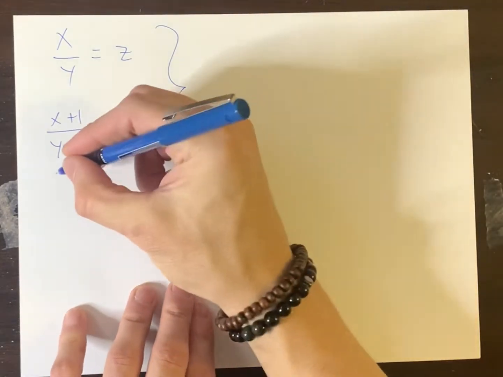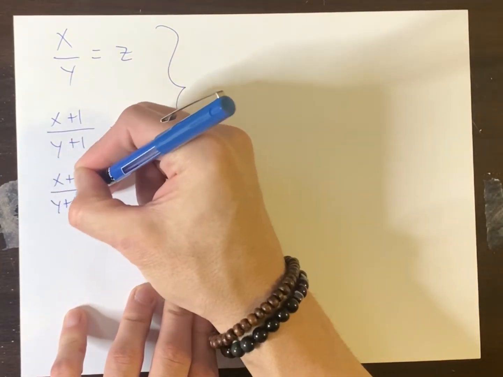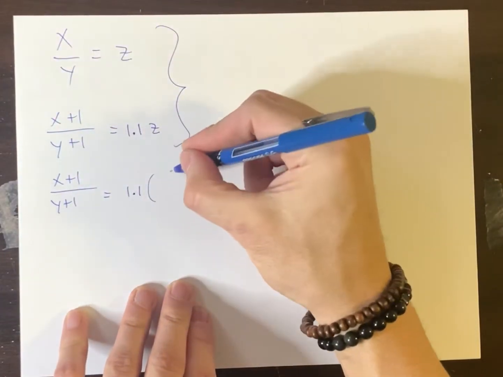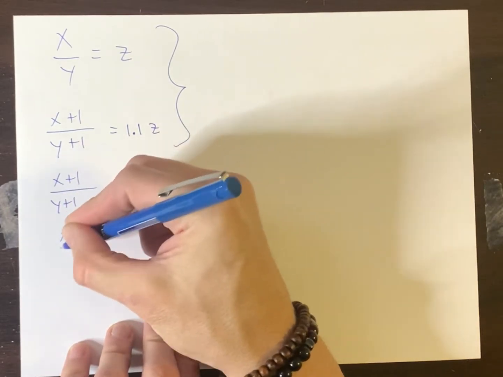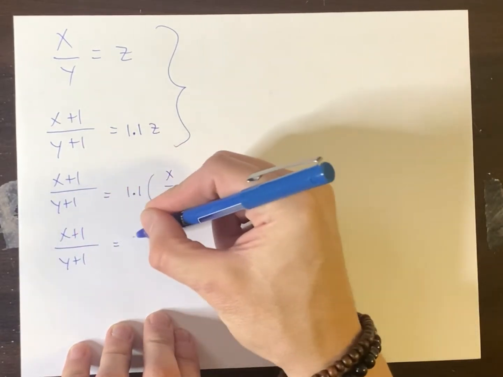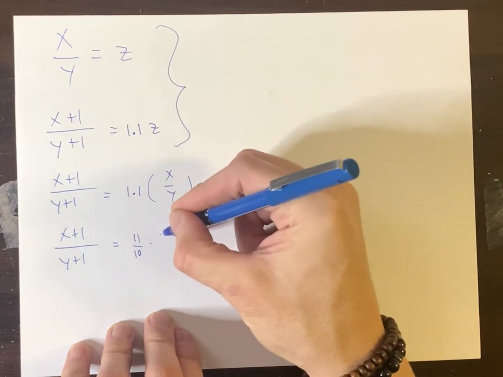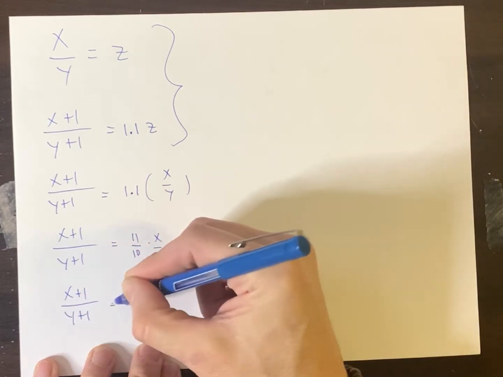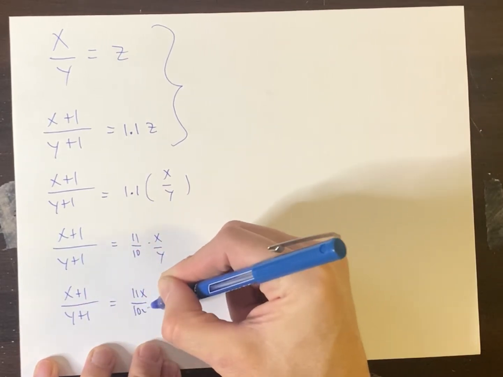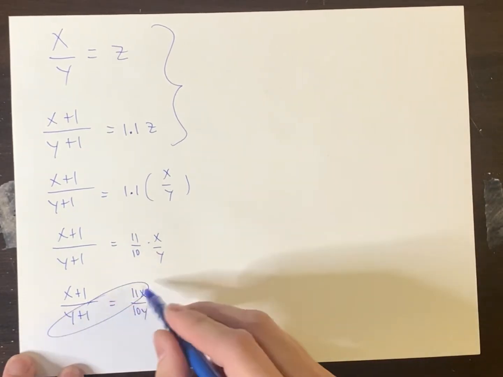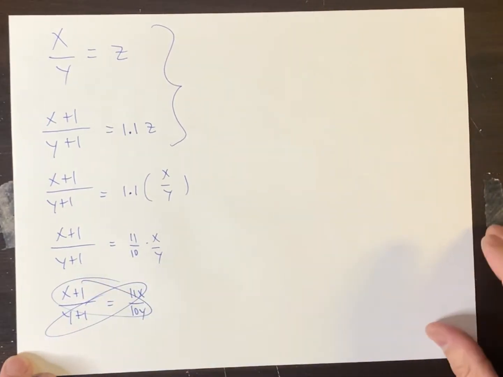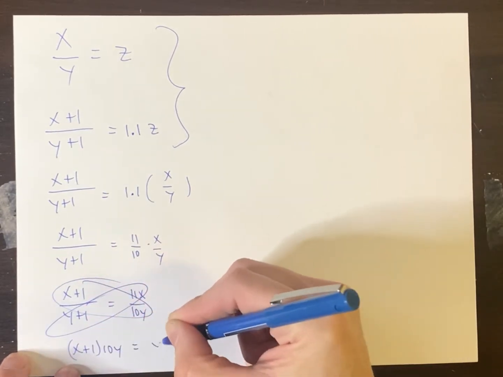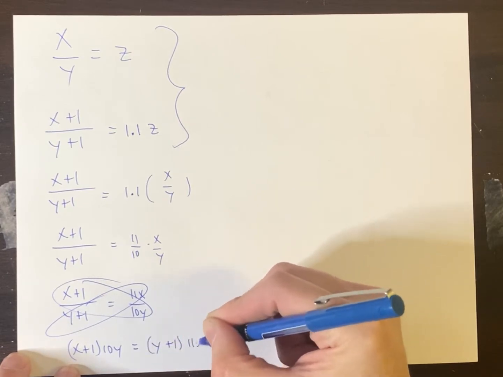So by substitution, here is what I get. This stays the same. That's 1.1. But now instead of z, I'm going to write x over y. Now, if it's okay with you, 1.1 is the same as 11 over 10 times x over y. And this is the same as x plus 1 over y plus 1 equals 11x over 10y. And what if we now cross multiply? That'll be x plus 1 times 10y equals y plus 1 times 11x.